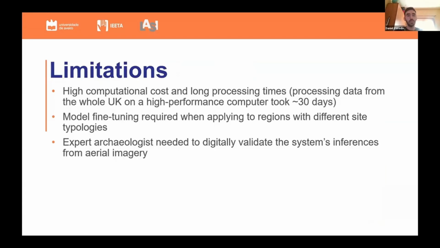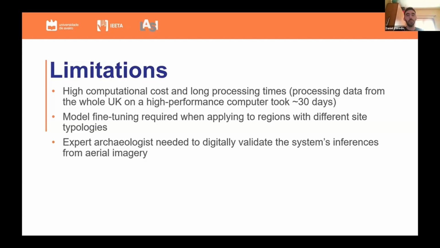As for the limitations of this approach, it has a high computational cost and long processing times. Processing data for the whole UK on a high-performance computer took around 30 days. The main bottleneck being the web map service requests, because we had to wait for the images to arrive, and also we could not make many requests because we could be timed out.